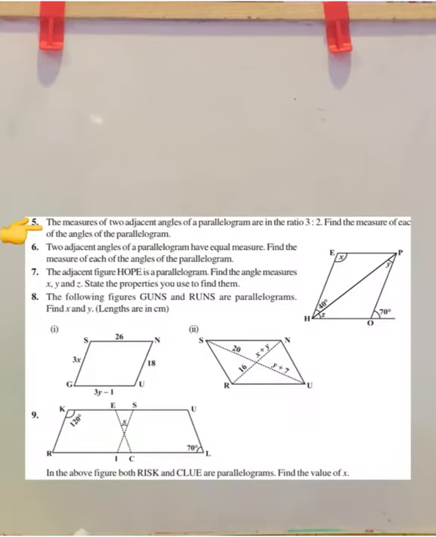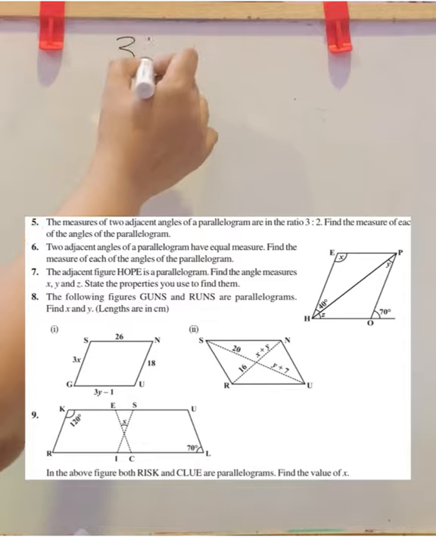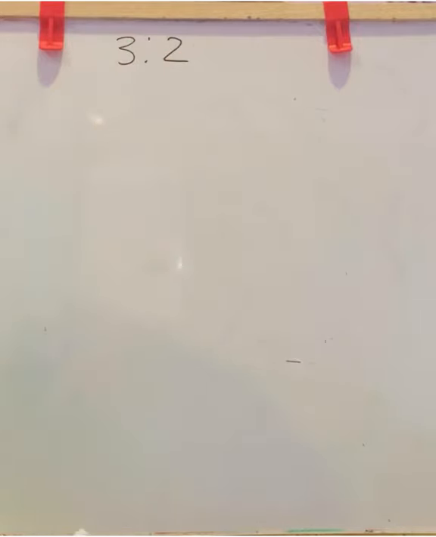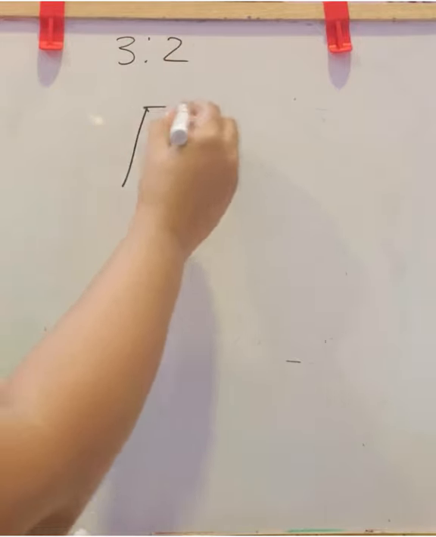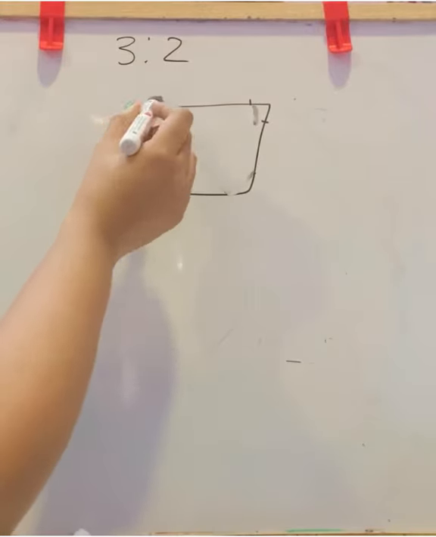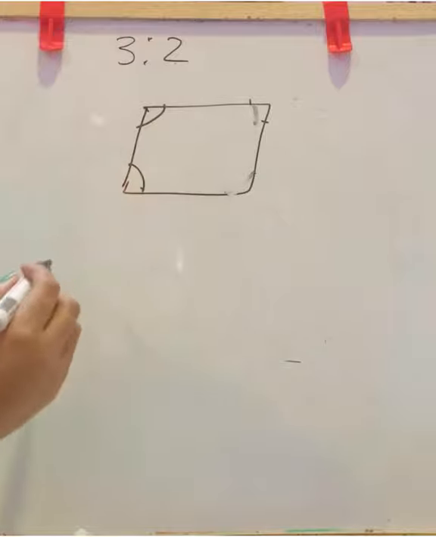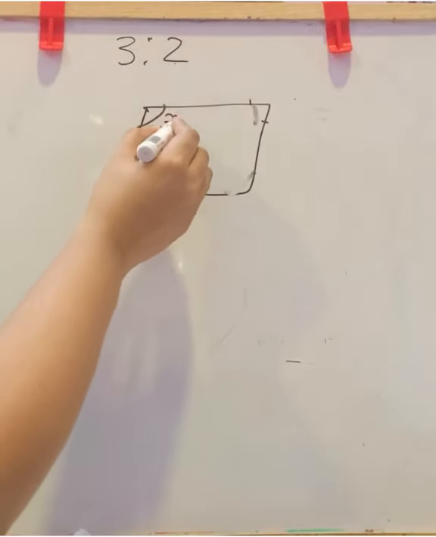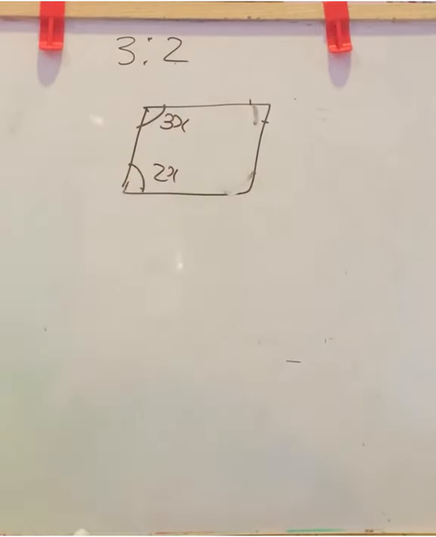Next, the measures of two adjacent angles of a parallelogram are in the ratio 3:2. That is, if this is a parallelogram, let us take this adjacent angle. So this is 3:2 ratio. That is, if this is 3x, this will be 2x. So, find the measure of each of the angles of the parallelogram.